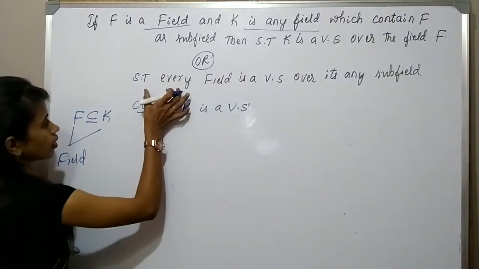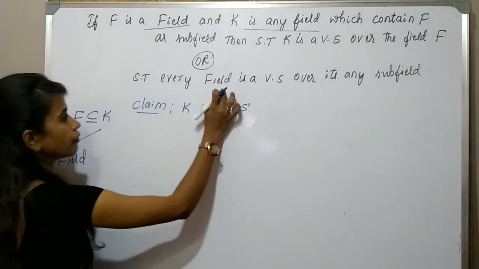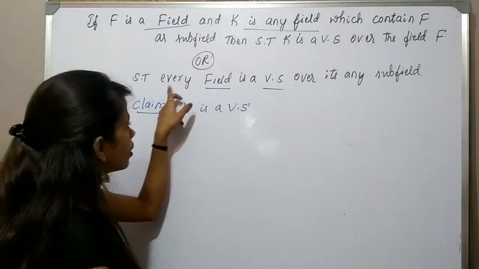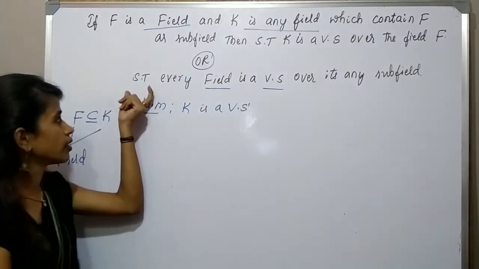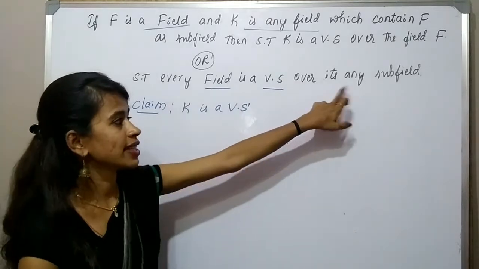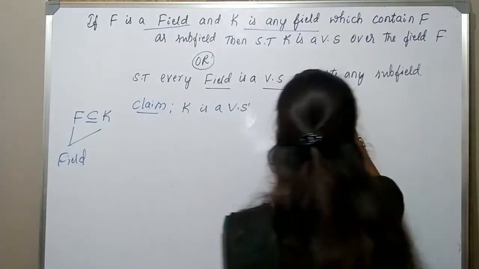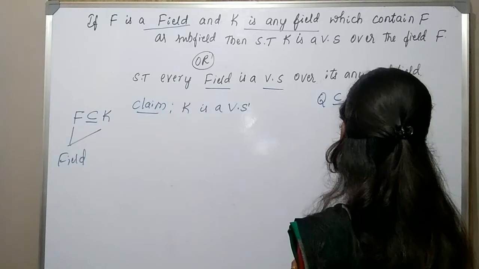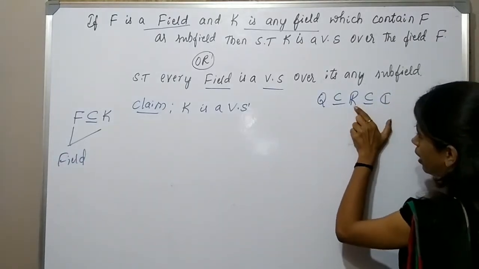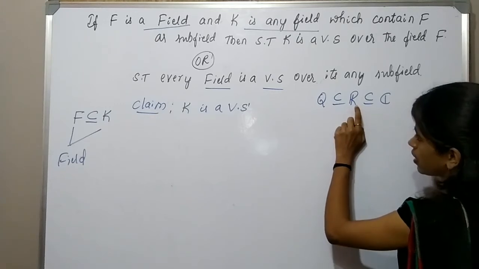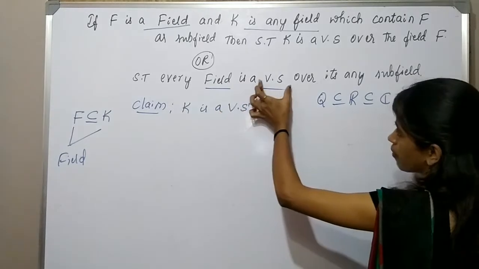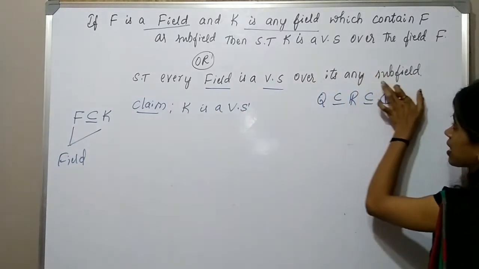So the question is also like this. Show that every field is a vector space over any of its subfields. So that is Q is a subset of R is a subset of C. That is, C forms a vector space over the subfield R, and R forms a vector space over the subfield Q. That is, every field is a vector space over any of its subfields.